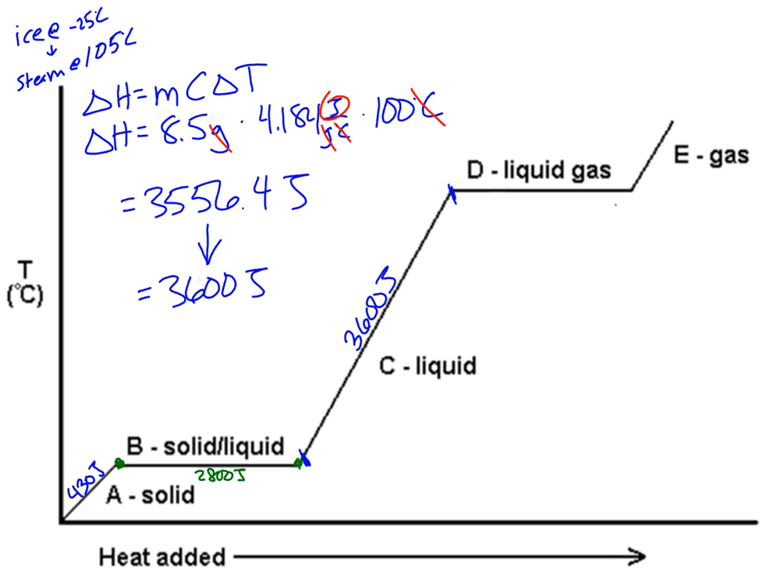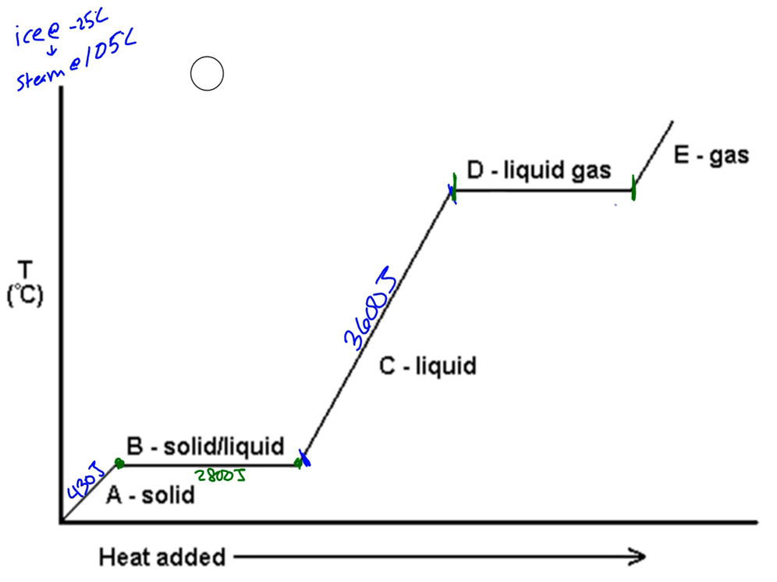All right, now step 3 of 5 done. Now I'm going to boil all this water and make it steam, which is a phase change, which means I have no change in temperature. So delta H is equal to the delta H of vaporization times the moles. So I'm going to use dimensional analysis to do that.